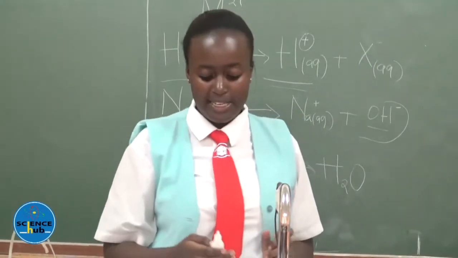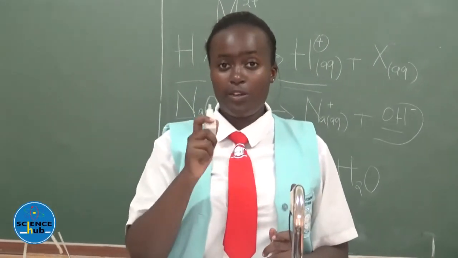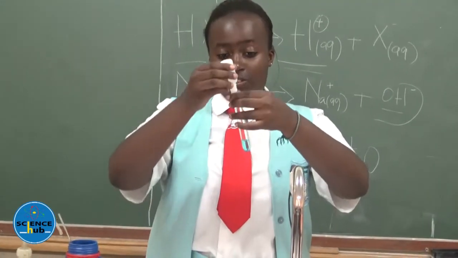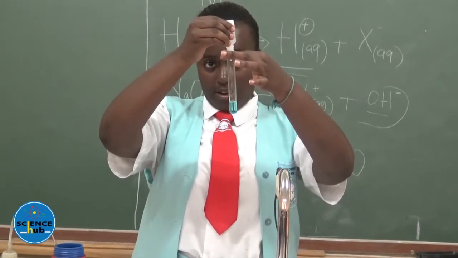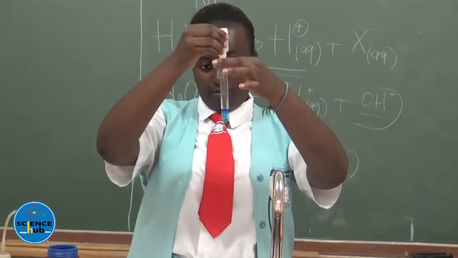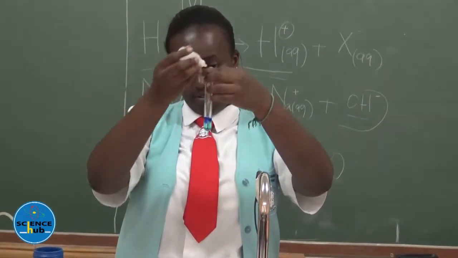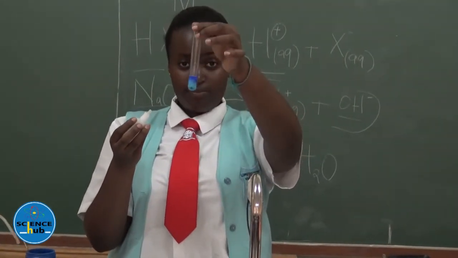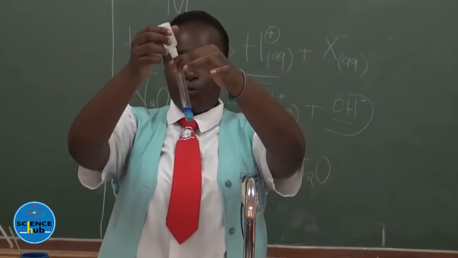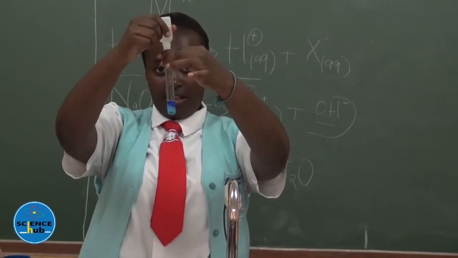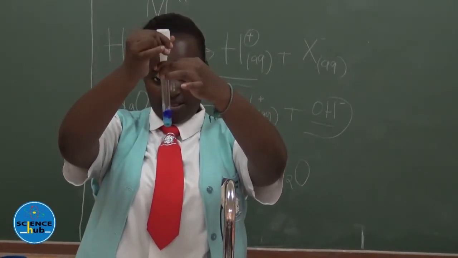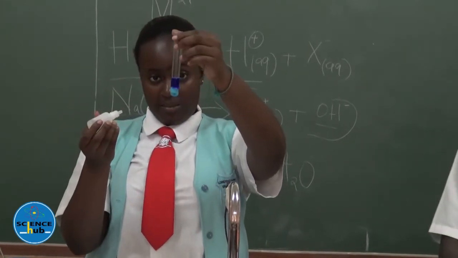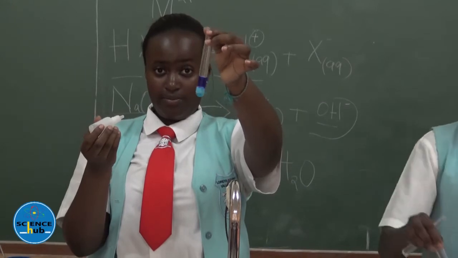We're going to repeat the same procedure, but first of all, we're going to use ammonium solution. First of all, we're going to put about 3 drops. A blue precipitate is formed. When we add the ammonium in excess, the blue precipitate still persists and does not dissolve.